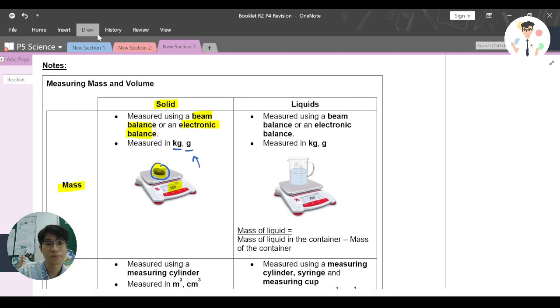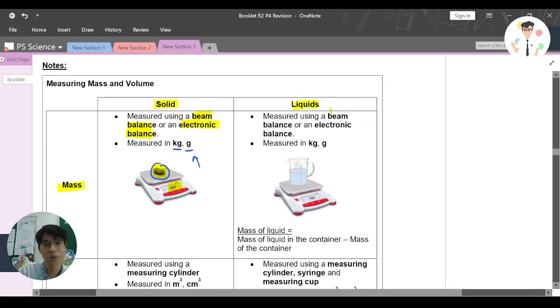And how do we measure liquid? Liquid is very similar: we use a beam balance or electronic balance, and it's also measured in kg and gram. What happens is we put the liquid inside a container. For example, this is a measuring cup. Then we put this cup on the balance and try to measure. For example, I put this cup and I put water inside, and I measure.